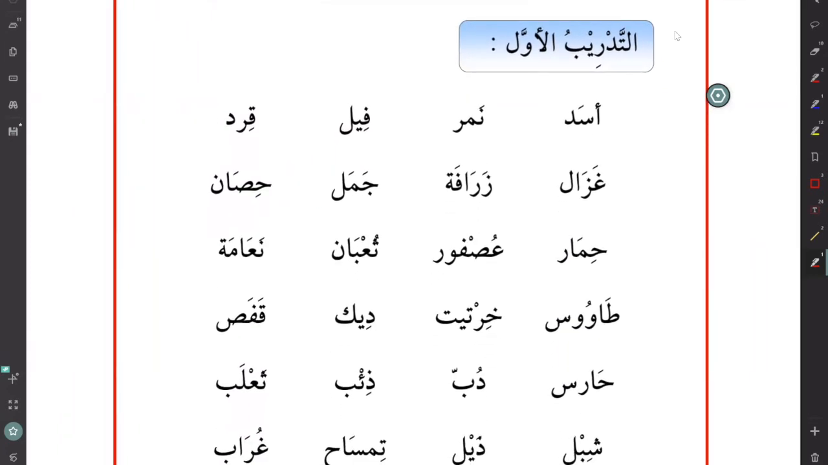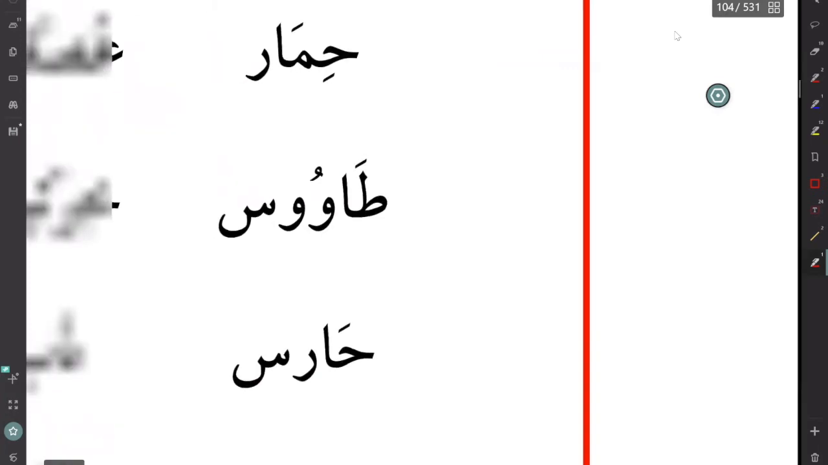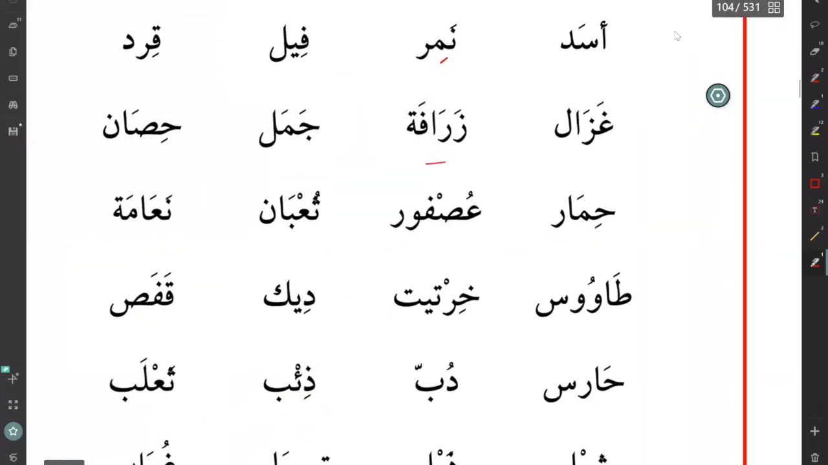Okay, I can quickly go through them again. So asad is lion. Okay, namir is what, a tiger. Feel, elephant. Qidr is monkey. Ghazal is gazelle, right? Zarafa is giraffe. Jamal is camel. Hisan is horse. Himar, hold on a second. Himar is donkey. Okay, then usfur, we said that usfur has two meanings, the bird or the sparrow.